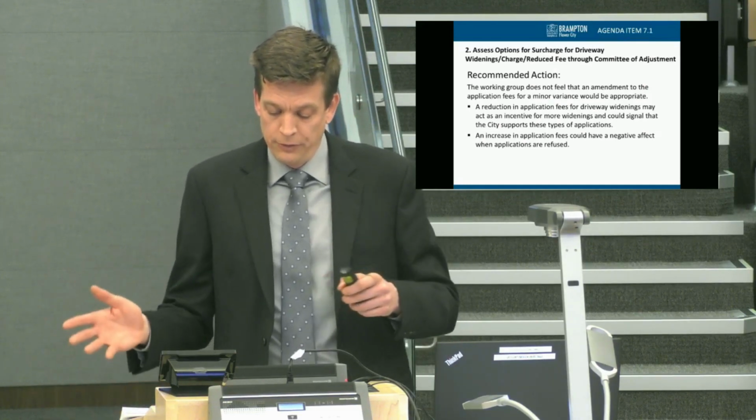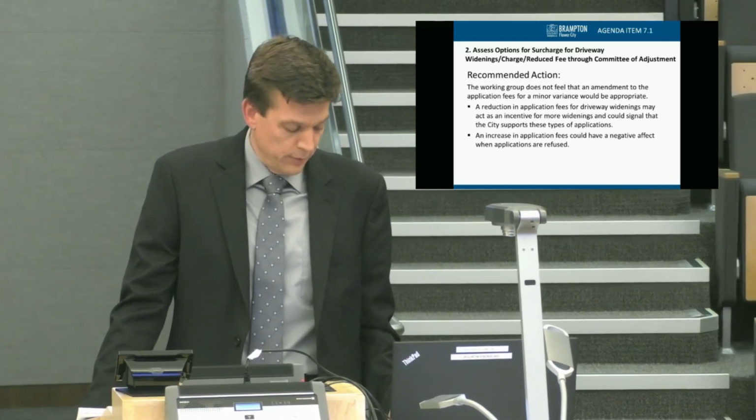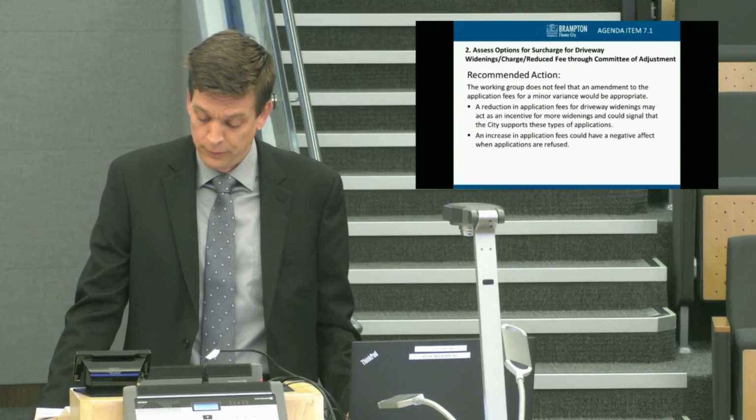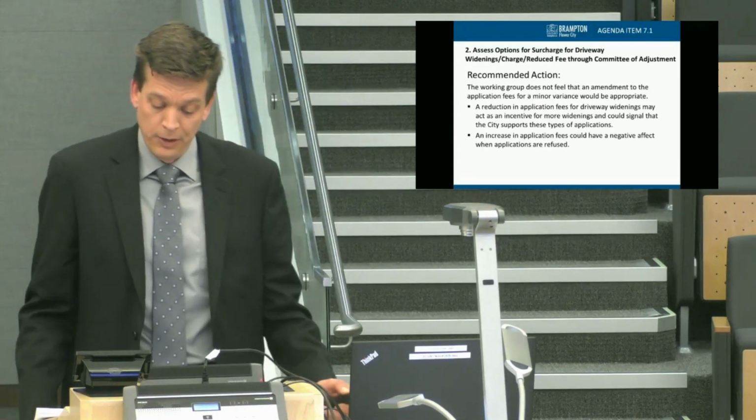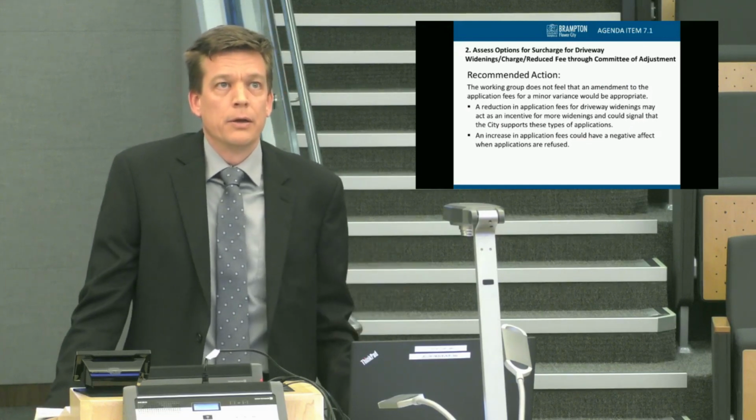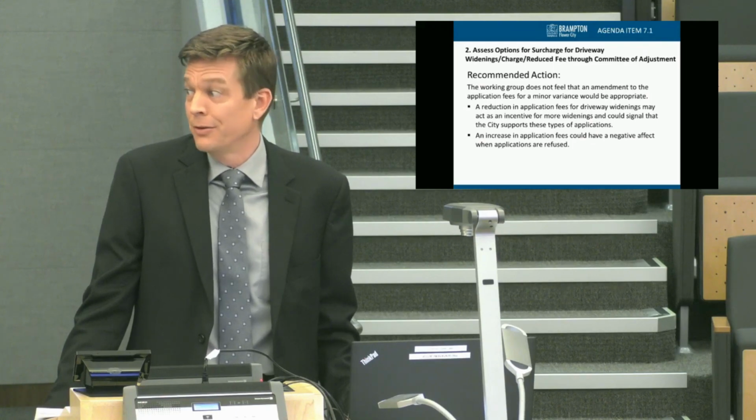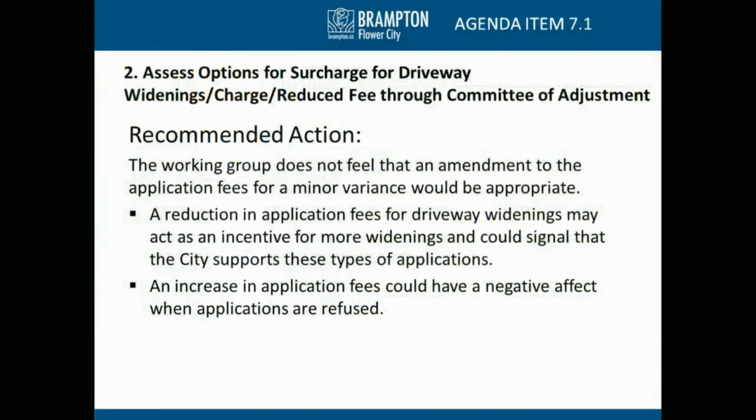On to the second item, which is to assess options for charging a surcharge or a reduced fee through, say, a committee of adjustment, or what other charges could be applied to sites with regard to levels of impermeability. The working group did not feel that an amendment to the application fees for minor variances would be appropriate either way. A reduction in an application fee may act as an incentive for more widenings to occur, and an increase in fee, such as a surcharge for a widening, would potentially fetter the discretion of the committee and also staff, because you're giving a signal that, subject to paying the fee, there would be support for such a variance request. So staff is not recommending any changes to the fees. The variance fees ought to be as per the standard practice.